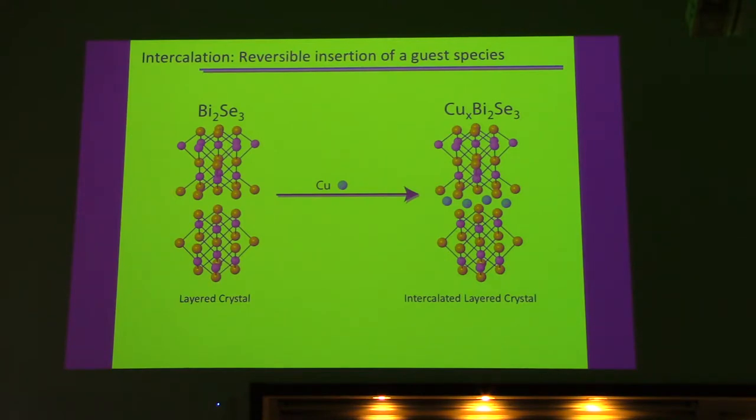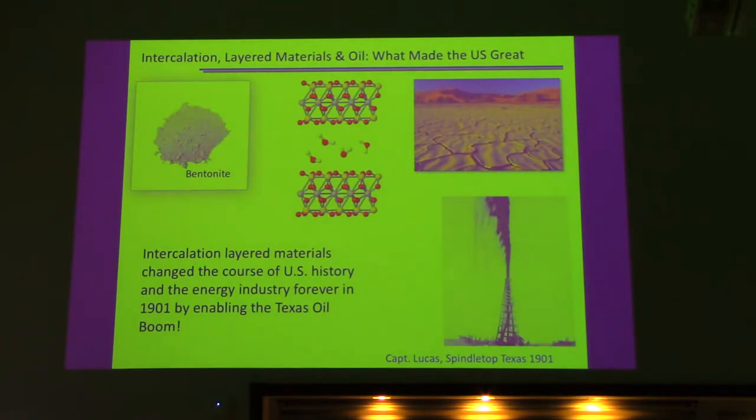They can hold things like cat urine or the dander from your hair. They have this van der Waals gap, so you can put different species inside of the gap. Because I'm in Texas, I'm going to tell a story, an intercalation story. And this is probably one of my favorite Texas stories. Let me set the scene for you.